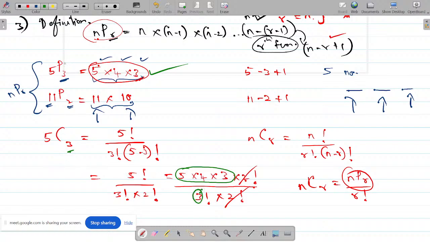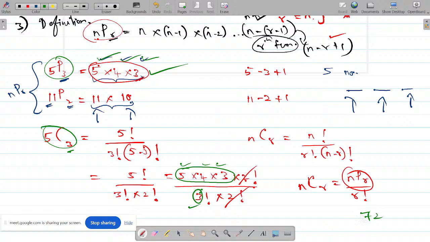So, if you are asked to find 5P3, you take only 3 factors. If you are asked to find 5C3, you take the first 3 factors divided by 3 factors, which is r factorial. See, these are all different methods. You can use it in any way. If you're okay with logic, go with logic. Sometimes logic is better instead of going and substituting with all the formulas.